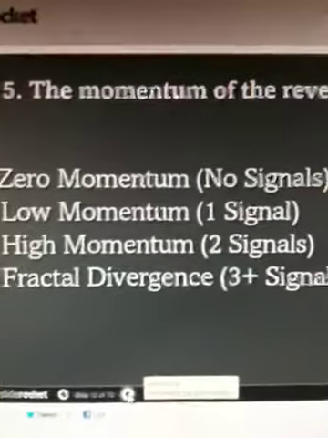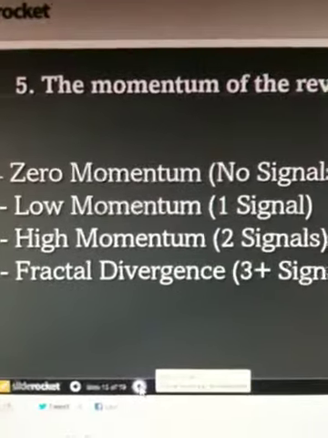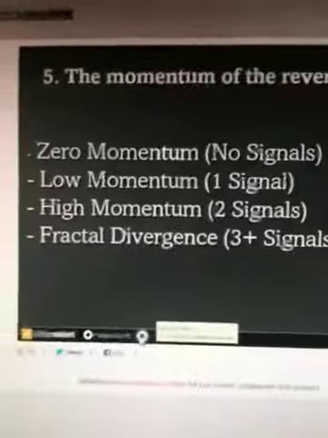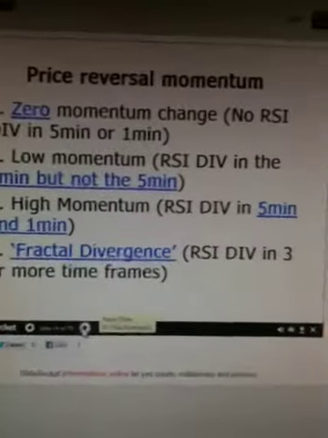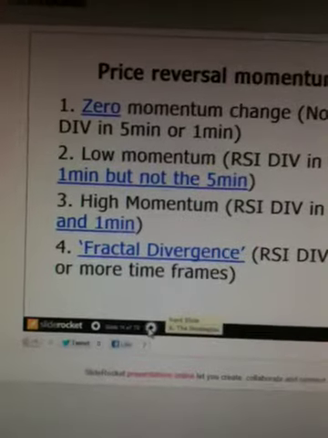And I just say that low momentum has RSI in 1 minute charts, high momentum has signals in the 1 and the 5, and fractal just has RSI divergence in 3 or more time frames. And these are all hyperlinks to examples of the strategy. Like, for example, if we click here, it'll show you fractal divergence. Look, it's my TwitDoc upload.